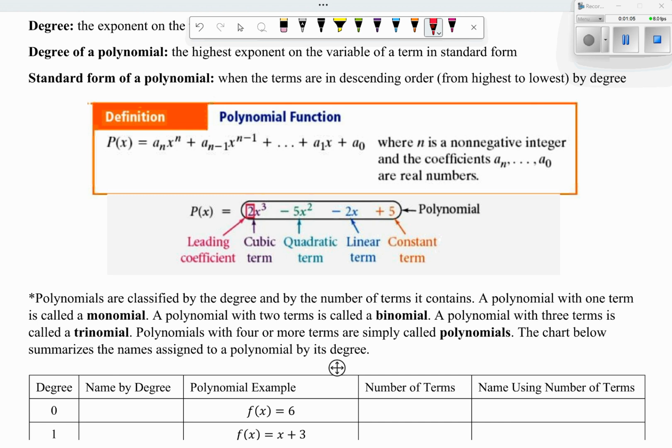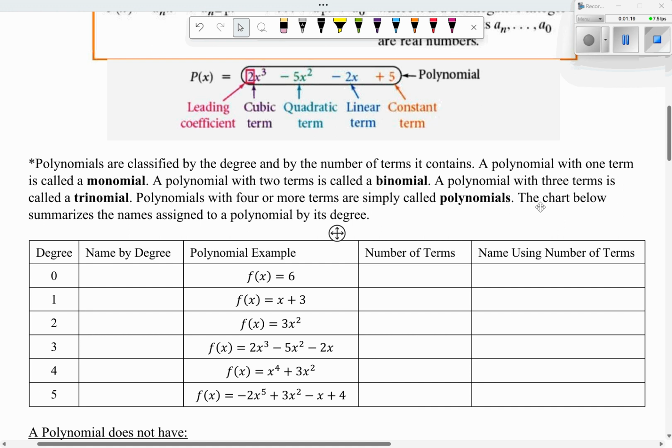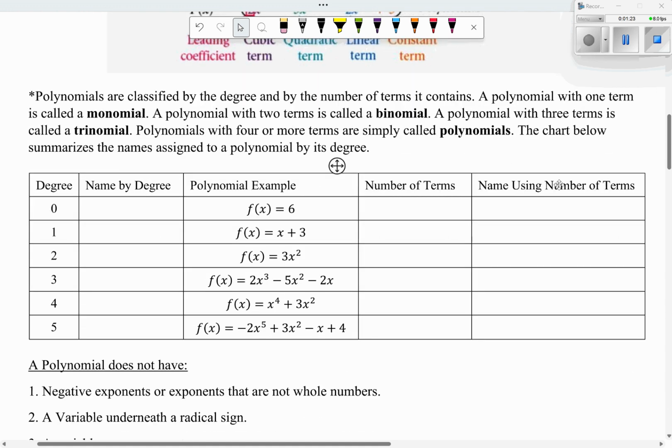So polynomials are classified by the degree and the number of terms they contain. A polynomial with one term is called a monomial, a polynomial with two terms is called a binomial, a polynomial with three terms is called a trinomial. Polynomials with four or more terms are simply called polynomials. The chart below summarizes the names associated to polynomials by degree.